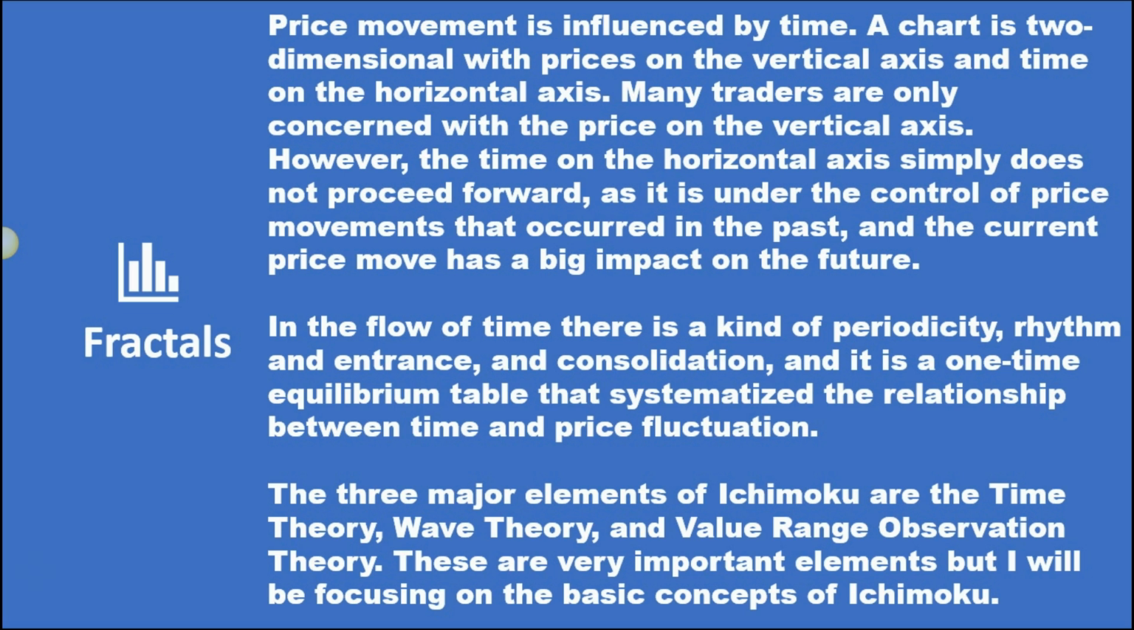In the flow of time, there is a kind of periodicity, rhythm, and entrance, and a consolidation, and it's a one-time equilibrium table that systematizes the relationship between time and price fluctuation. The 3 major elements of Ichimoku are the time theory, the wave theory, and the value range observation theory. These are very important elements, but I will be focusing on the basic concepts of Ichimoku.